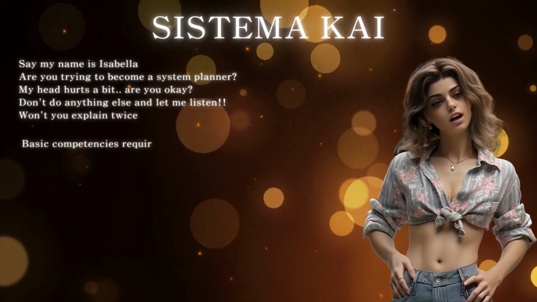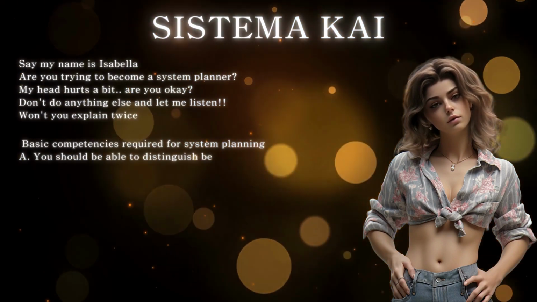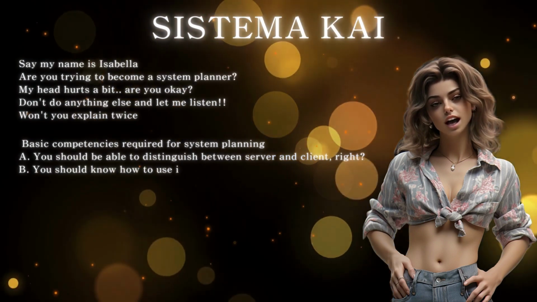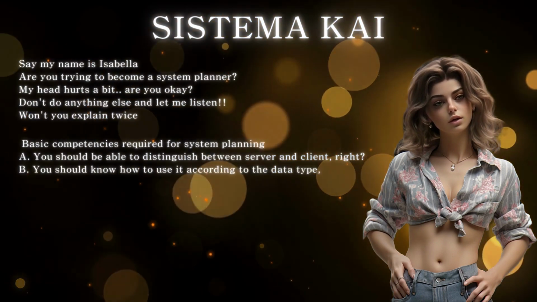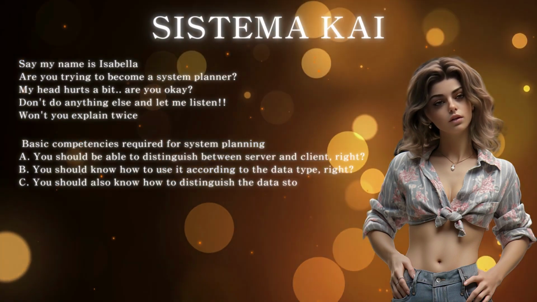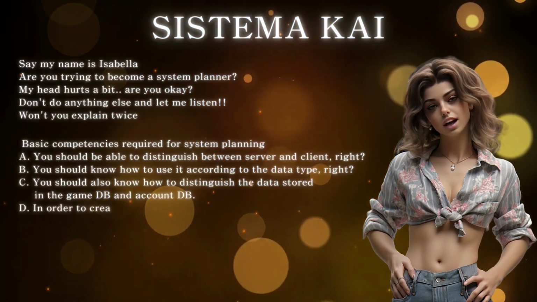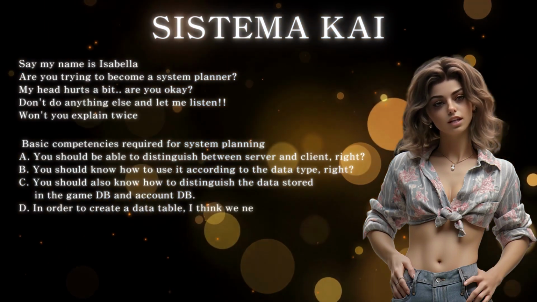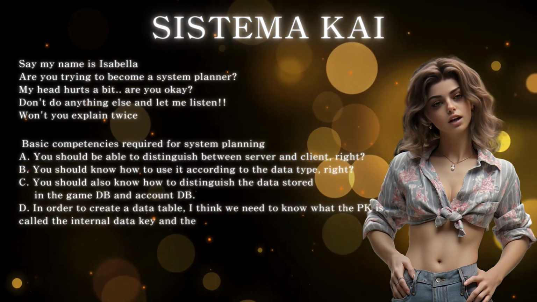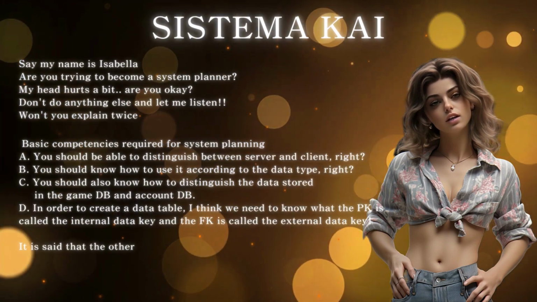Won't you explain twice? Basic competencies required for system planning. A. You should be able to distinguish between server and client, right? B. You should know how to use it according to the data type, right? C. You should also know how to distinguish the data stored in the game DB and account DB. D. In order to create a data table, I think we need to know that the PK is called the internal data key and the FK is called the external data key.